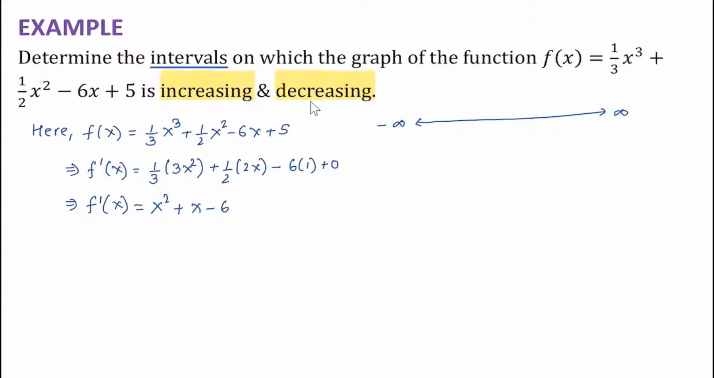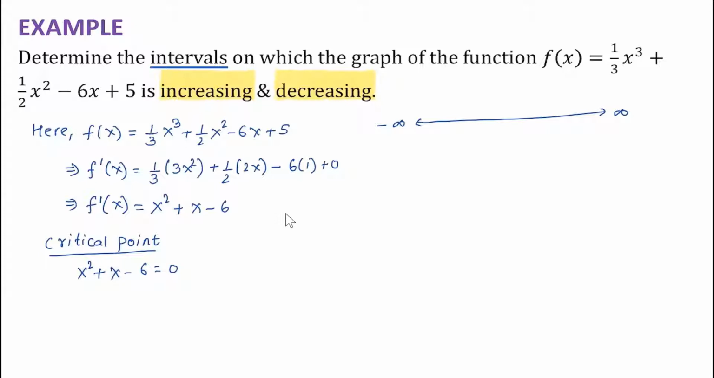So before that, I am going to find something called the critical point. The critical point is the point where the first derivative is 0. So for the critical point, we set the first derivative to 0: x squared plus x minus 6 equal to 0.